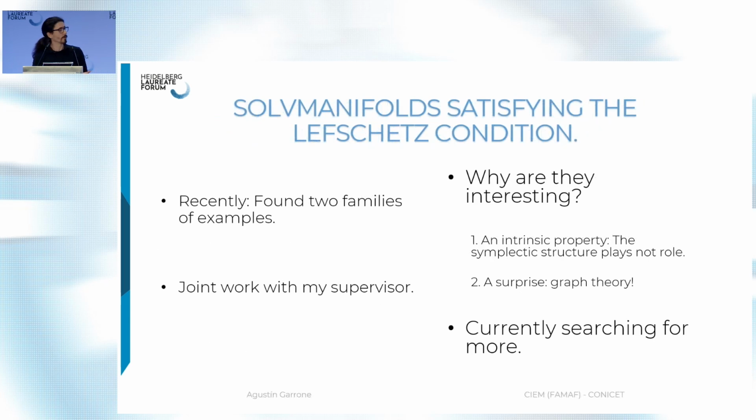So in a recent article with my supervisor, we found many examples that you can fit into basically 2 large families. And they are very interesting for at least 2 reasons. The first reason is that, in a sense, these manifolds are Lefschetz in an intrinsic way. That means they have this property irrespective of the symplectic form you consider. And the second reason, and perhaps more surprisingly coming from the differential geometry approach, we needed to use graph theory in order to establish those results.